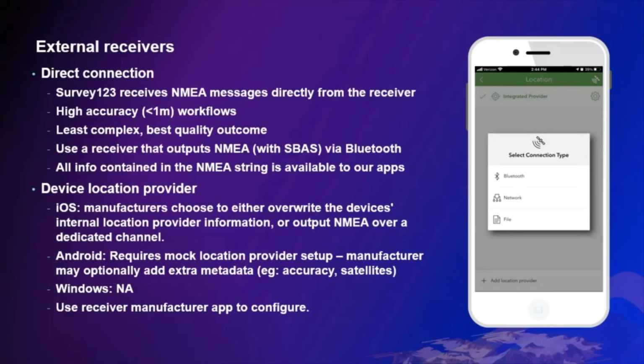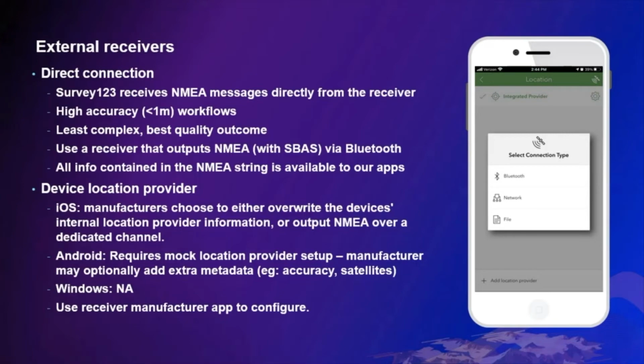Android devices require a mock location provider setup, which we recommend using the manufacturer of your receiver's own app. The manufacturer overwrites the device's internal location provider information and can optionally add extra metadata, more than what you would get from the device's internal location provider.